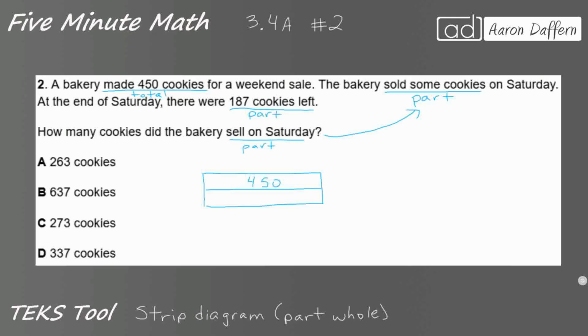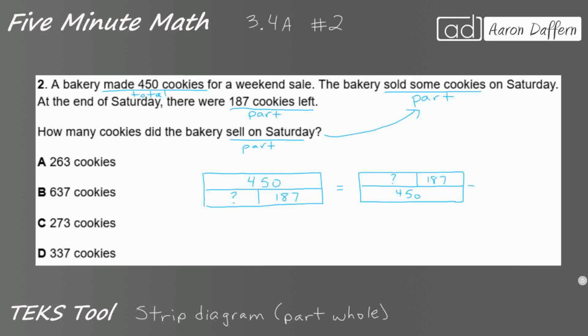And then you sold some. I'm going to put the question mark there. And then there's 187 left. So this is a part whole where we've got 450 as our total. And then we've got the two parts: how much was sold on Saturday, unknown, and the 187. We could also flip it upside down, which is fine. And so we could put our 450 here, and we could put our question mark and 187.